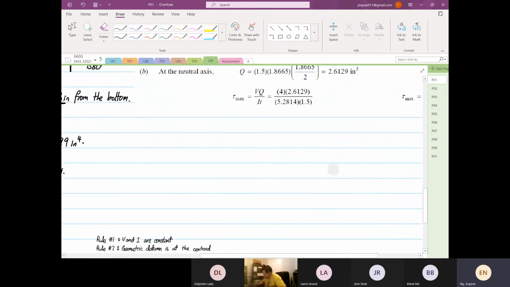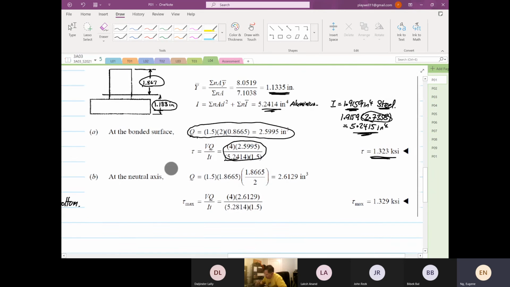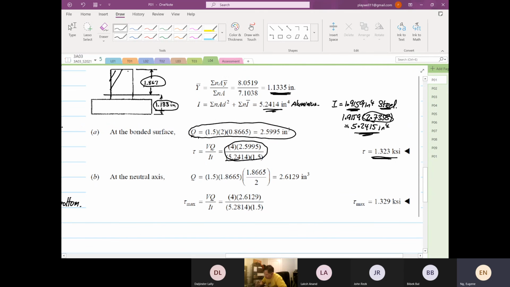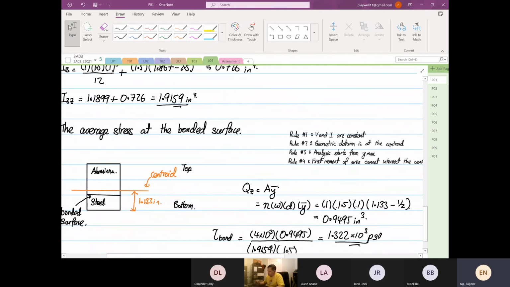Okay, so look at the solution. It's the same. You got 1.323, ours is 1.322. Our numbers are different, as you can see down here. Our first moment of area is different because they did not comply with our rules. This is the first moment of area they took. I don't want you all to follow that technique, because later on, when we have more complex structures, you'll get confused. So don't follow it.